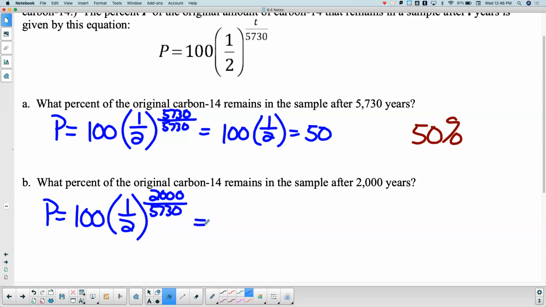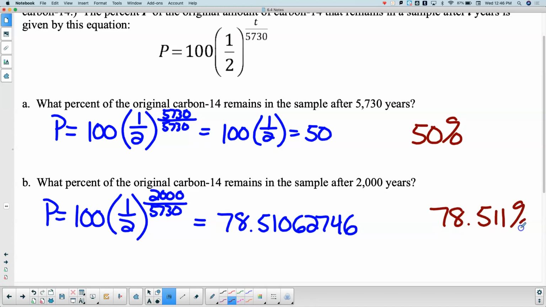So now I go 2,000 divided by 5730, then I take 0.5 raised to that power, then I multiply that by 100, and I get 78.510627. So I would say that is 78.511%, because we've been rounding everything to 3 decimal places. Yes? No?